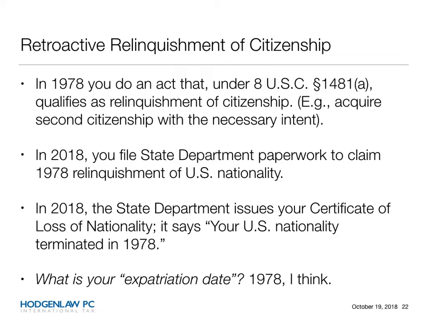What do you put on line 5? And I think the answer is 1978. Because otherwise you have 1978 until 2018, so 40 years of ambiguity where the State Department says you are not a U.S. citizen, and the Internal Revenue Service says you are a citizen and you should have been filing income tax returns. And because you expatriated in 2018, we want a Form 8854.